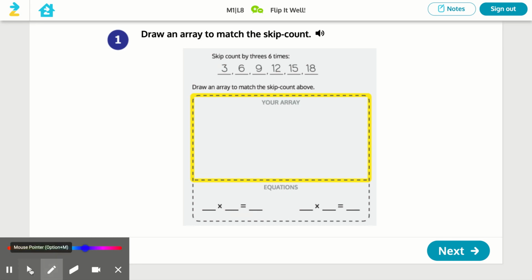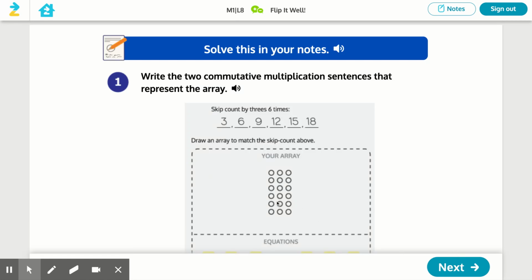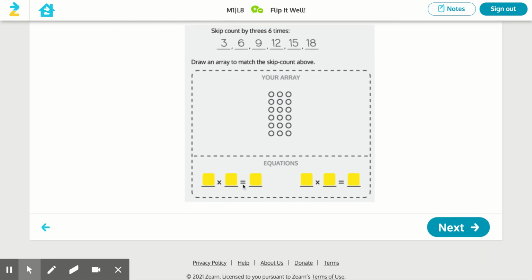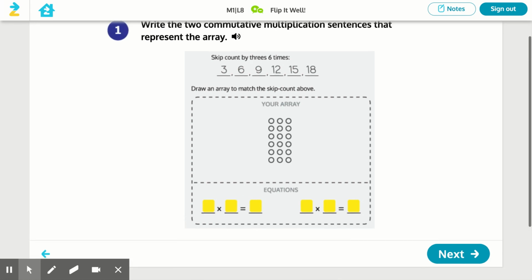All right, well, let's take a look at the array. My array has 3, 6, 9, 12, 15, 18 circles. There are 6 rows and 3 counters in each row. Now, please write 2 equations that match this array. Please pause the video and write your equations now.